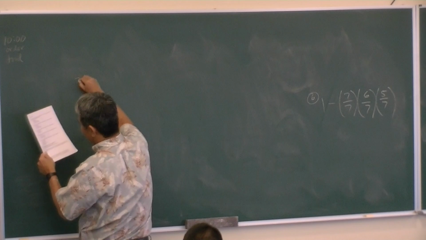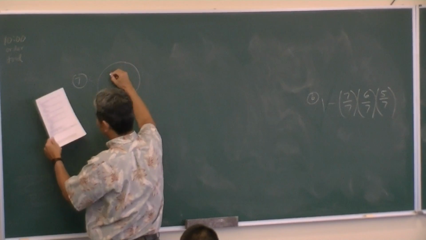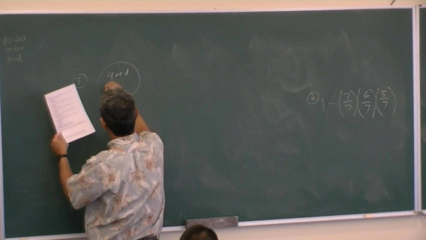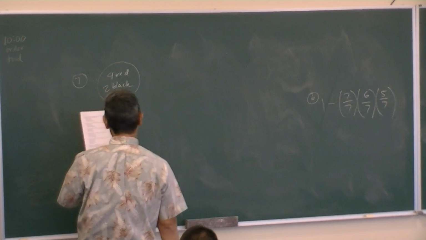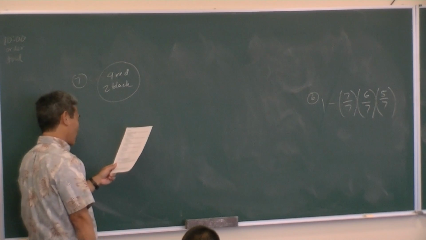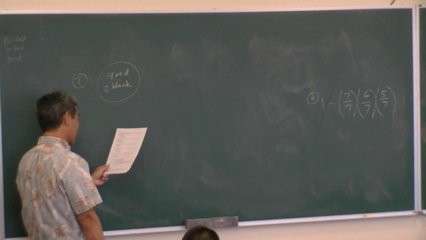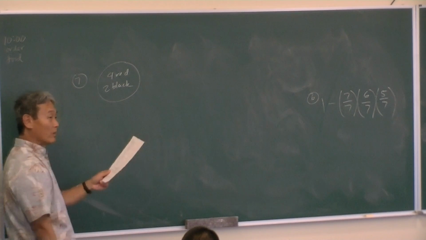Number 7. A bag contains 4 red and 2 black marbles. Bert and Ernie take turns drawing a marble from the bag. The first person to draw a black marble wins. If Ernie goes first, what's the probability that he will win?